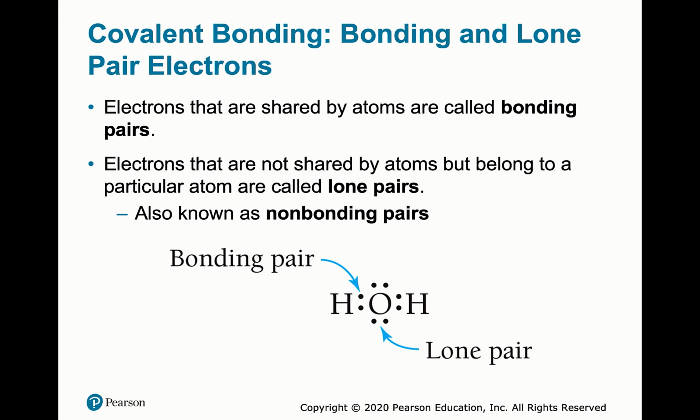Looking at water here, H2O, there are bonding pairs between the hydrogens and the oxygen, but oxygen also has 2 lone pairs. So oxygen has 2 bonding pairs and 2 lone pairs. The hydrogens just have 1 bonding pair each. The hydrogens are happy, they get their 2, and oxygen's happy, it gets its 8. So the octet rule is preserved, or the duet rule for hydrogen. So that's how the bonding scheme works.